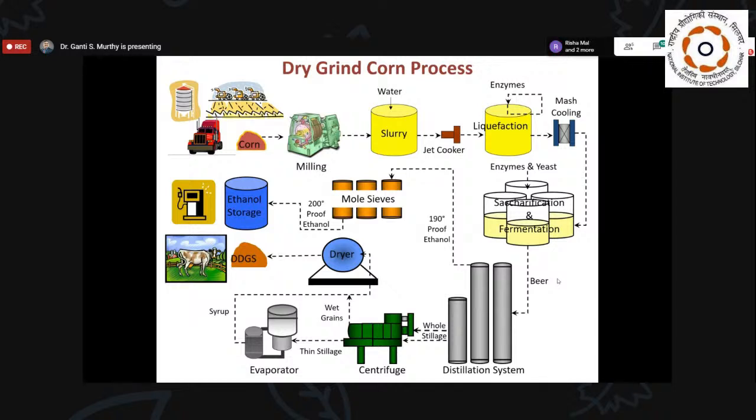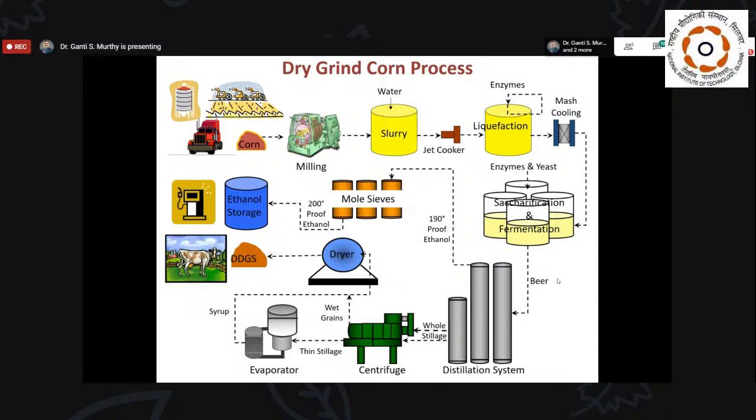For example, in India, we have a mandate to add, I think, 5% ethanol. And in India, we produce it mostly from sugarcane molasses, whereas in Brazil, they produce it directly from sugarcane. And in the US, it is almost entirely corn ethanol. Corn is basically the makai or maize that we use.